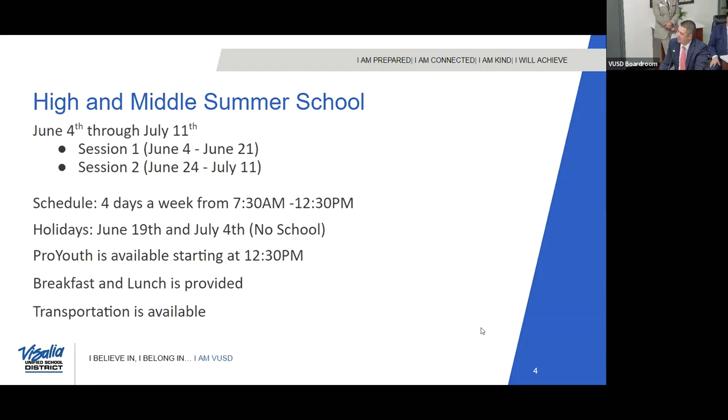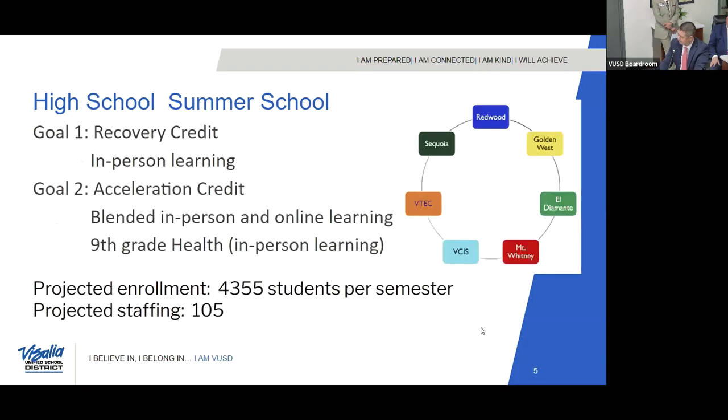The dates are there. This is a 4 day a week program from 7:30 a.m. to 12:30. Holidays, we do have a couple of holidays, which basically just adjust the 4 day week there. Pro Youth is available starting at 12:30 or immediately after school. So there's opportunities there. Breakfast and lunch is provided and transportation is also provided.